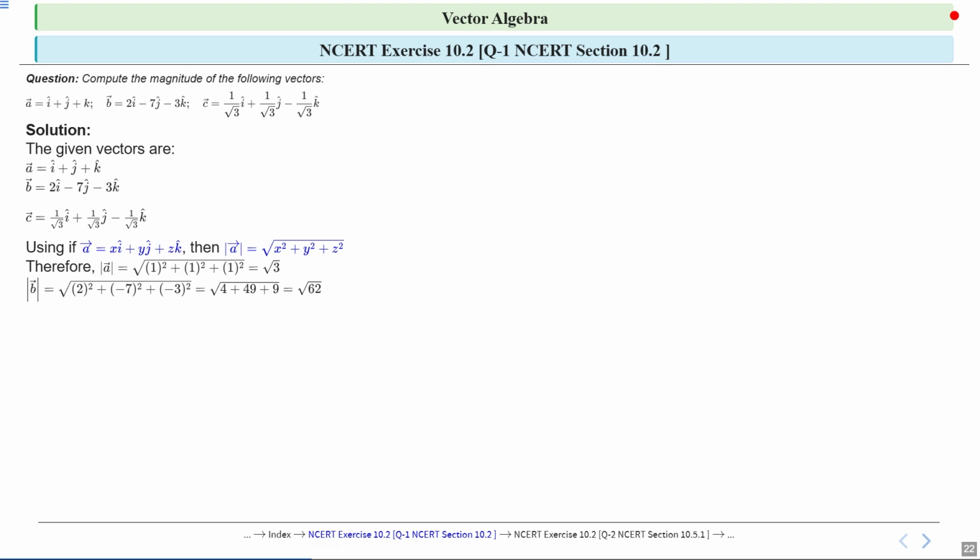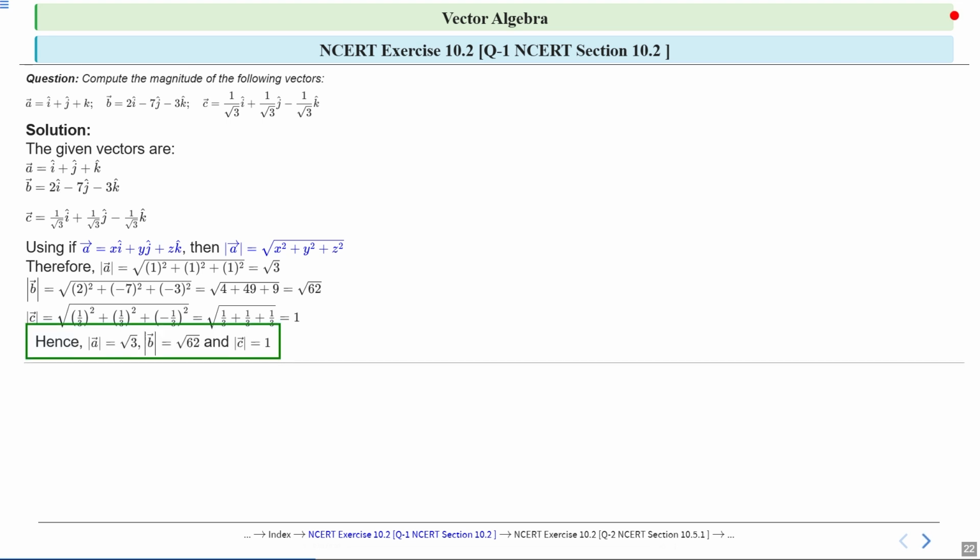And magnitude of B vector will be equal to root over 2 square plus (minus 7) square plus (minus 3) square, which is equal to root over 4 plus 49 plus 9, which is equal to root over 62. Right. And magnitude of C vector is equal to root over (1 by 3) square plus (1 by 3) square plus (minus 1 by 3) square, which is equal to root over 1 by 3 plus 1 by 3 plus 1 by 3, which is equal to 1. Hence we can say that magnitude of A vector will be equal to root 3, magnitude of B vector will be equal to root 62 and magnitude of C vector will be equal to 1. Okay, this is basically the right answer.